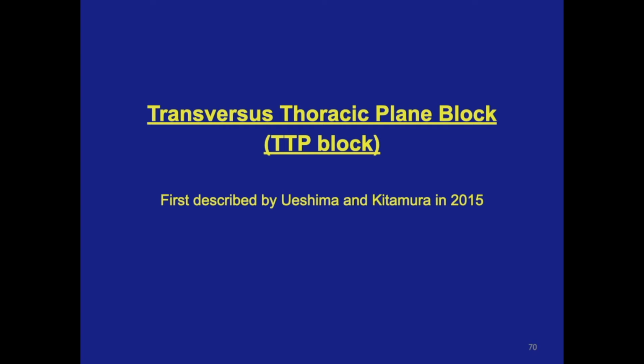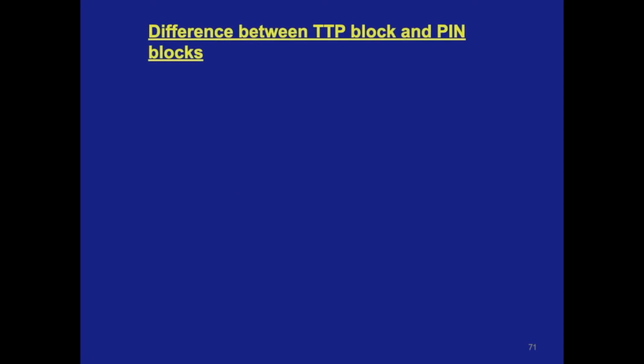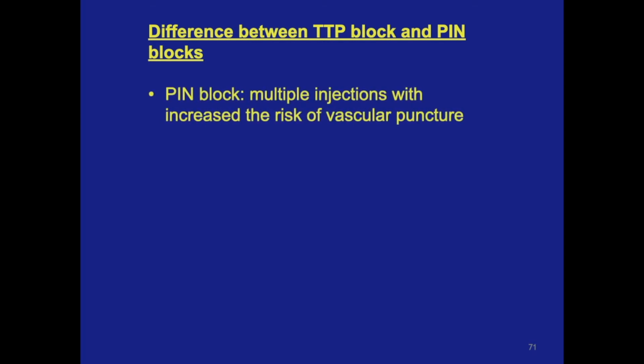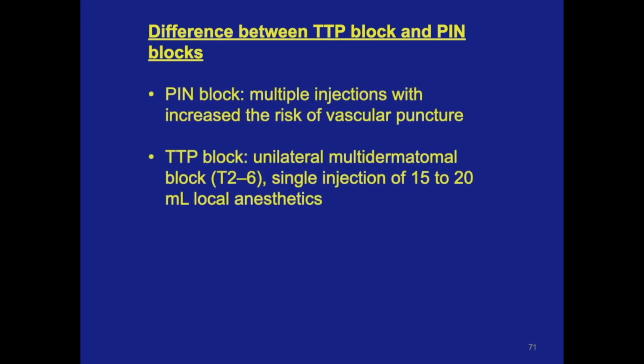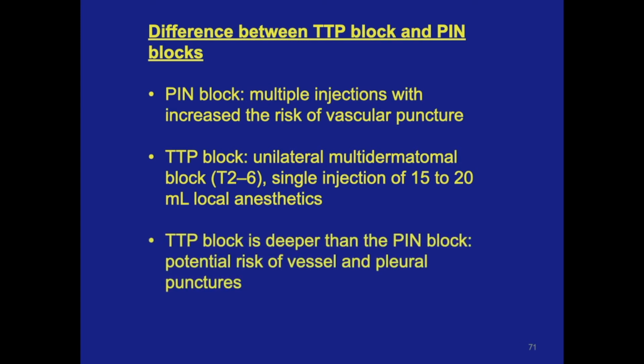How does this new regional block clinically differ from the PIN blocks? Both types of blocks carry risks of vascular rupture. A PIN block needs multiple injections, while the TTP block only needs one single injection of 15 to 20 mL of local anesthetic to block T2 to T6 dermatomes. However, the TTP block is performed deeper than the PIN block and carries the additional risk of pleural puncture. And finally, there is a difference in the spread of local anesthetic.